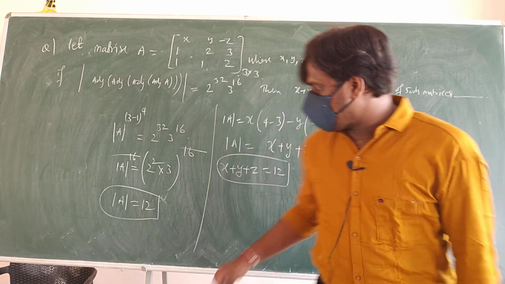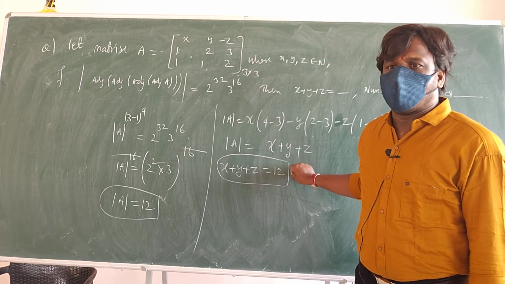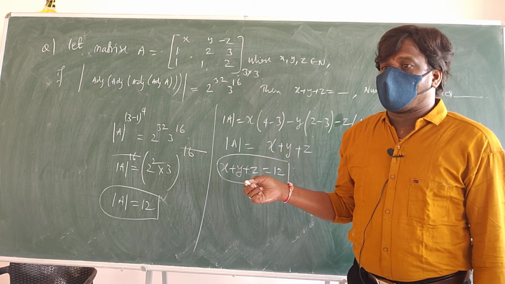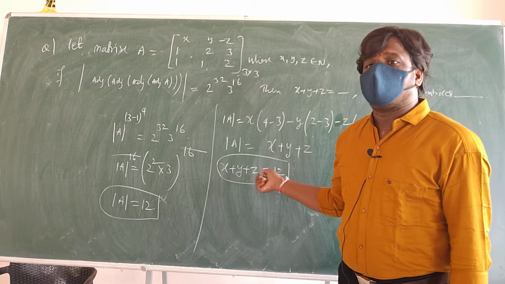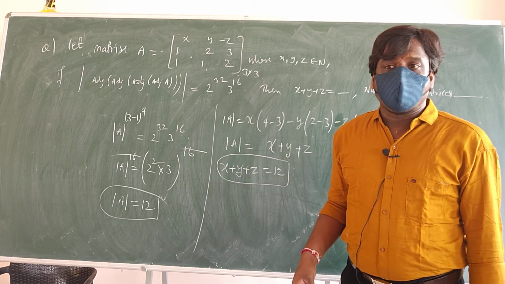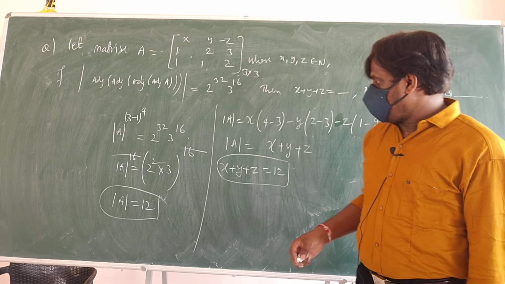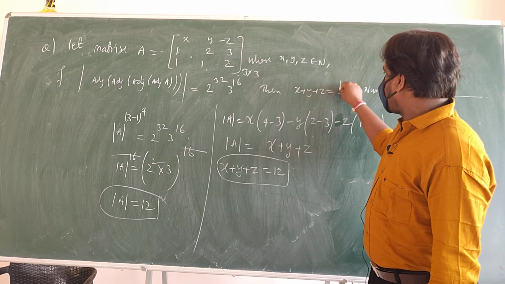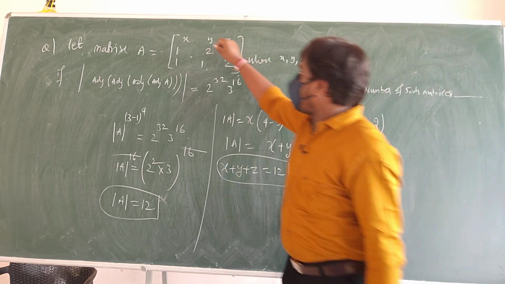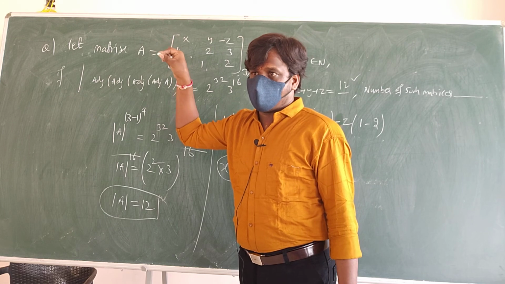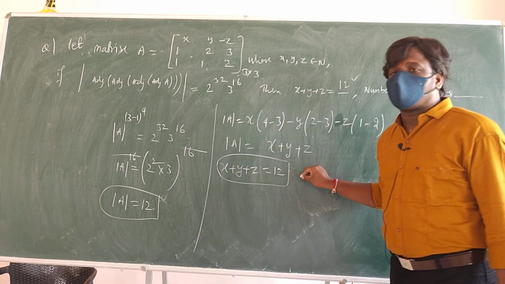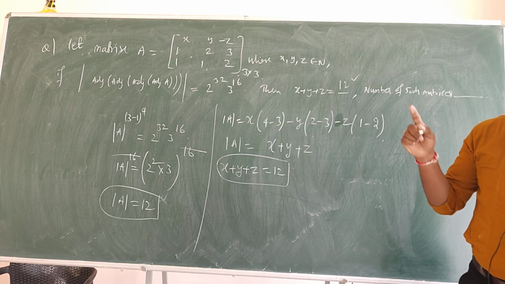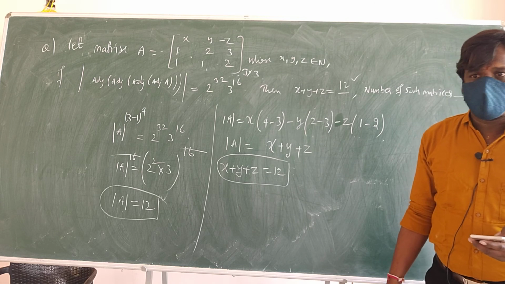So you are dividing 12 apples among 3 persons, like we did in permutations and combinations. So x plus y plus z is 12. This is correct, but however many solutions you get, that many matrices you will get. The solutions of x plus y plus z equal to 12 you have learned in permutations and combinations.